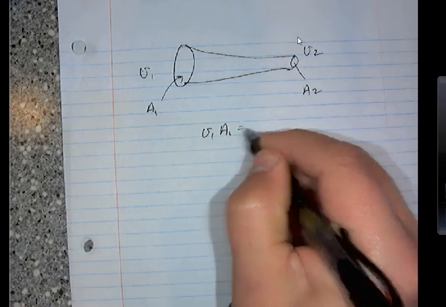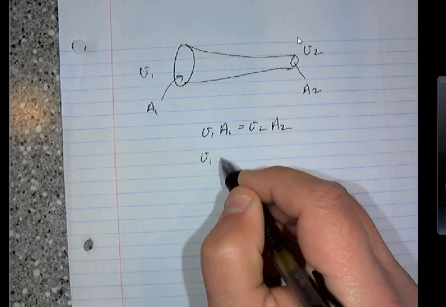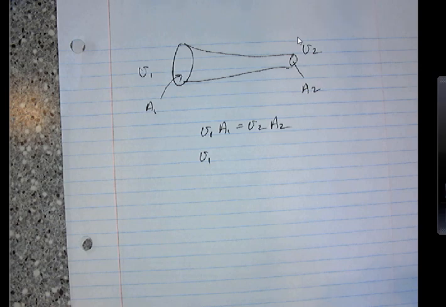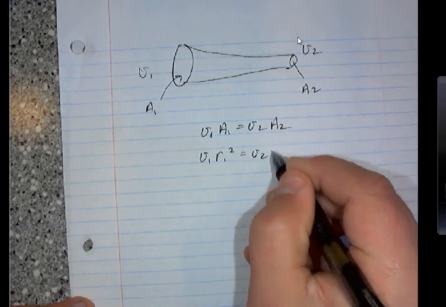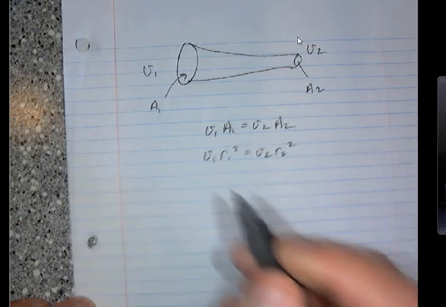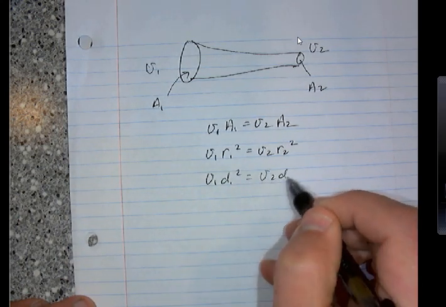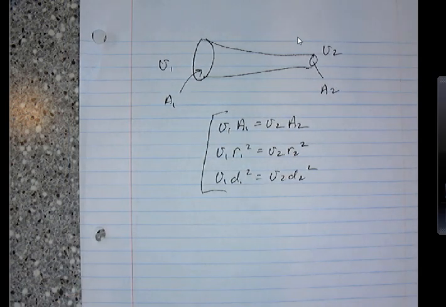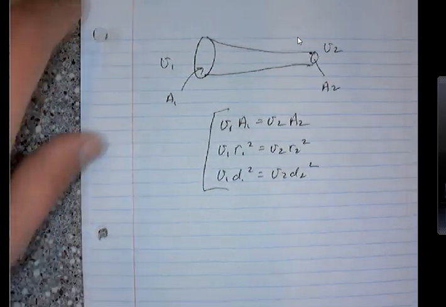V1 times A1 is equal to V2 times A2. So this would be V1 pi r1 squared. This would be V2 pi r2 squared. The pi's cancel out, and you're left with this. Or you could do it in terms of the diameter as well: V1 d1 squared equals V2 d2 squared. Okay. Excellent. So we've got the volume flow rate. We know what that is. And if you're trying to compare one section to another, you have this situation.